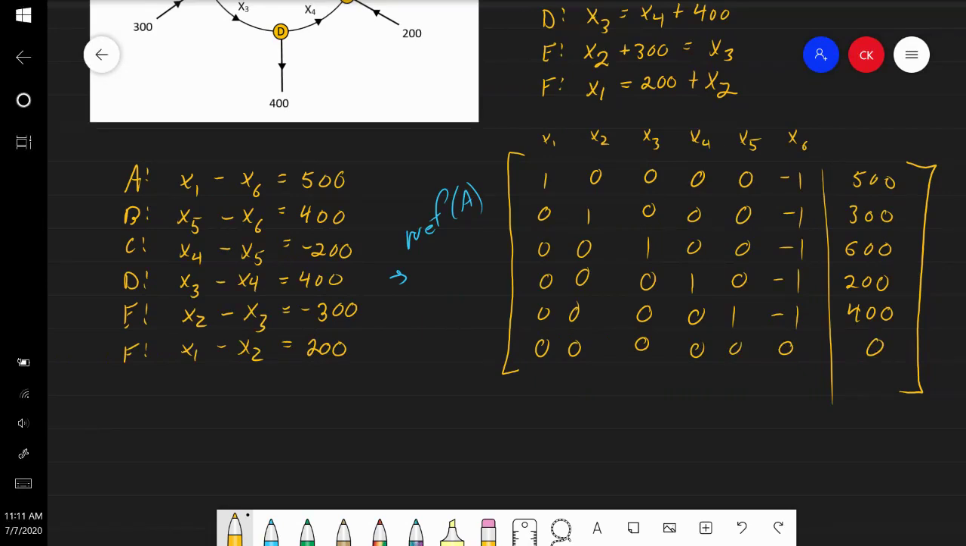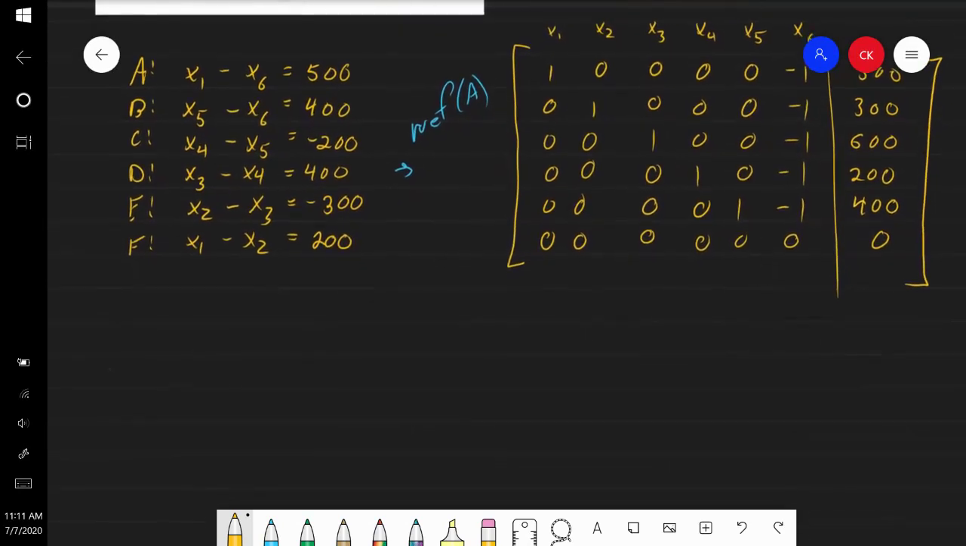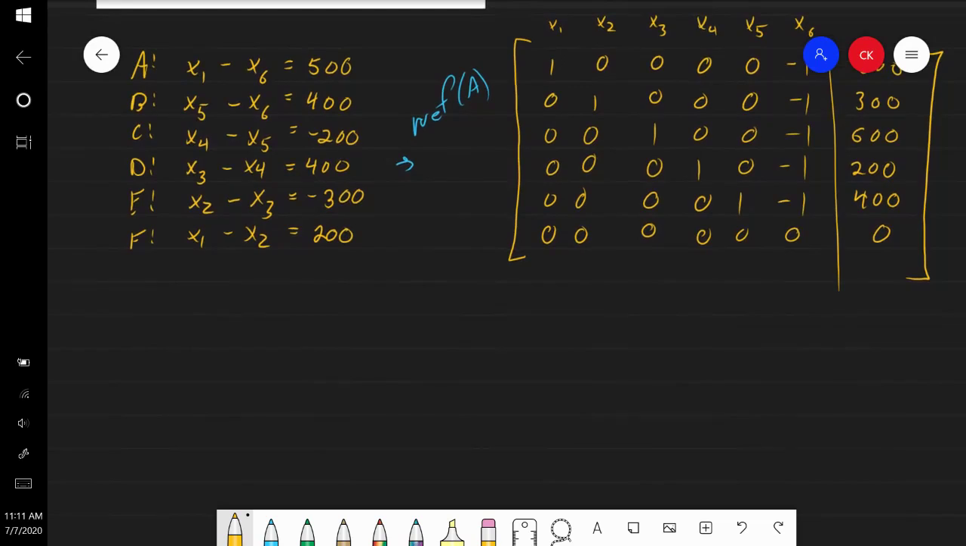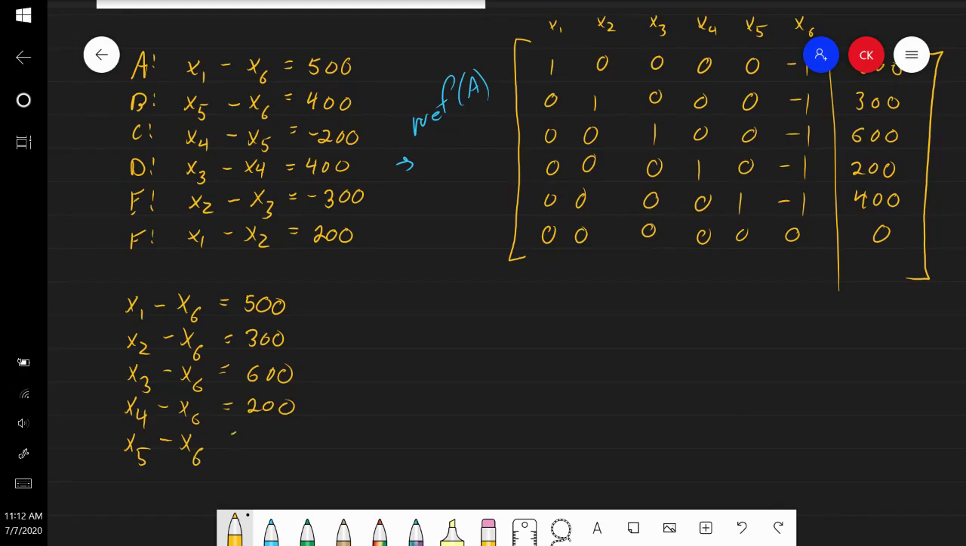And again, we'll go ahead and convert this now into some equations. So the first row is telling us that x1 minus x6 equals 500. Second row says that x2 minus x6 equals 300. And then x3 minus x6 is equal to 600. x4 minus x6 is equal to 200. And x5 minus x6 equals 400. And of course, x6 is our independent or free variable that we get to choose.